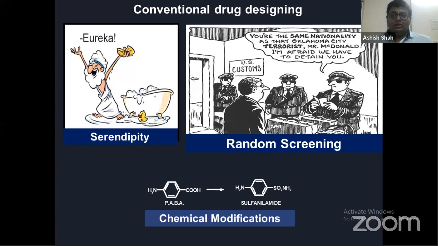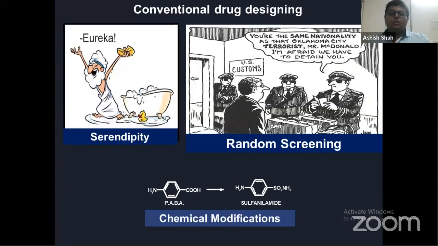So you cannot stop him like that, as he belongs to the city of terrorists, so we have to detain him. So random screening is a totally random approach. You just collect thousands of molecules, synthesize them, and do random screening. But again, the chances of your success are very slim.